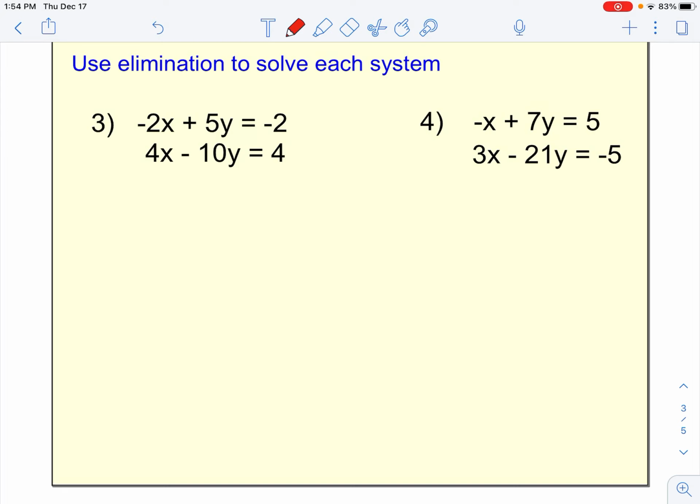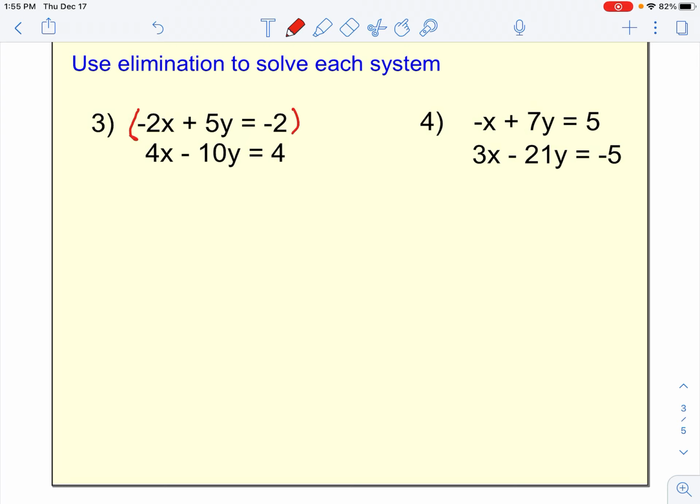Okay, it says use elimination. So that means we have to add the two equations together to get one of the variables to eliminate. So again, can you look at this first equation, this first problem, number 3, and figure out what you would multiply one or both of the equations by to get one of the variables to eliminate? Pause the video and see if you can find a strategy.